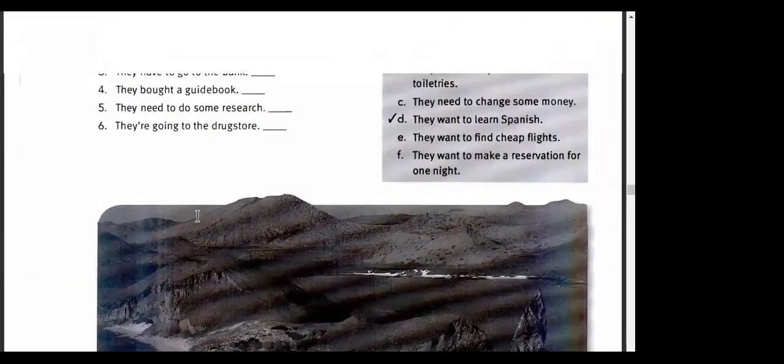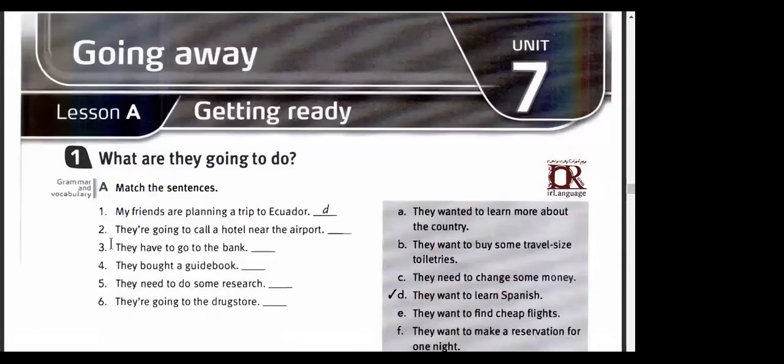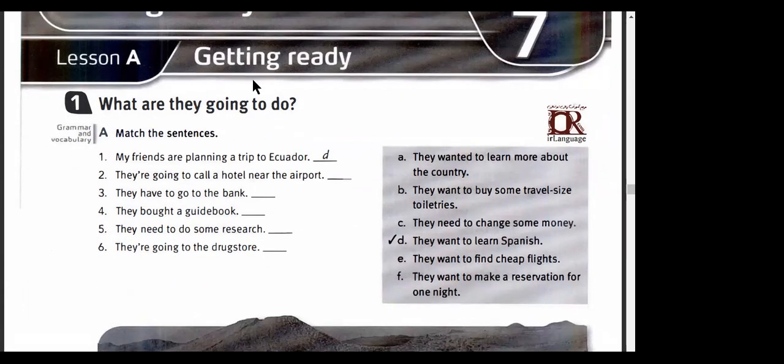Well, let's do it one by one. Okay. Going away, getting ready. Where are they going? Number one, my friends are planning a trip to Ecuador. What is the answer? They want to learn Spanish. No. Right there. Oh, I'm sorry, they want to learn Spanish.